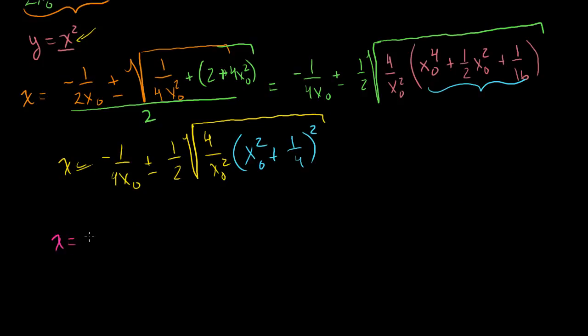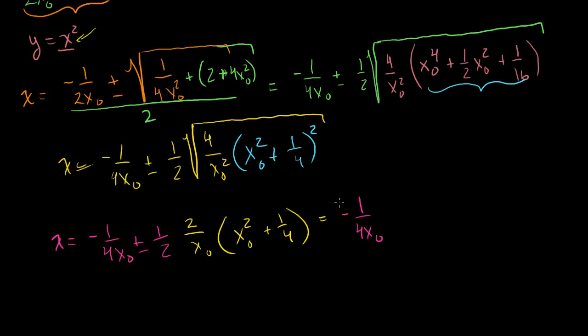The points where they intersect is minus 1 over 4 x naught plus or minus 1/2 times the square root of this. The square root of this is the square root of this, which is just 2 over x naught, times the square root of this, which is x naught squared plus 1/4. And if I were to rewrite all of this, I'd get minus 1 over 4 x naught plus, let's see, this 1/2 and this 2 cancel out, right? So these cancel out. So plus or minus, now I just have a 1 over x naught times x naught squared. So I have 1 over x naught.